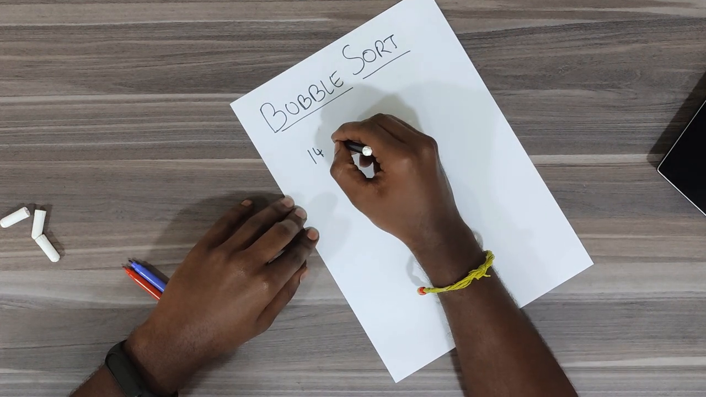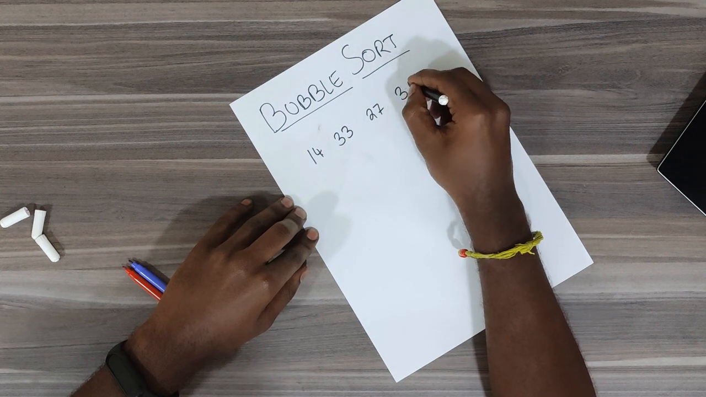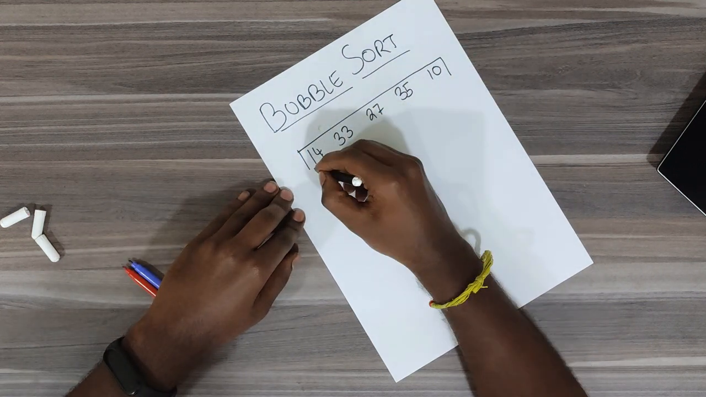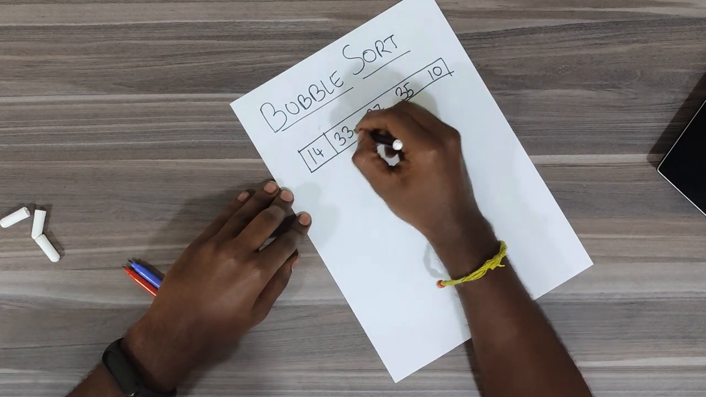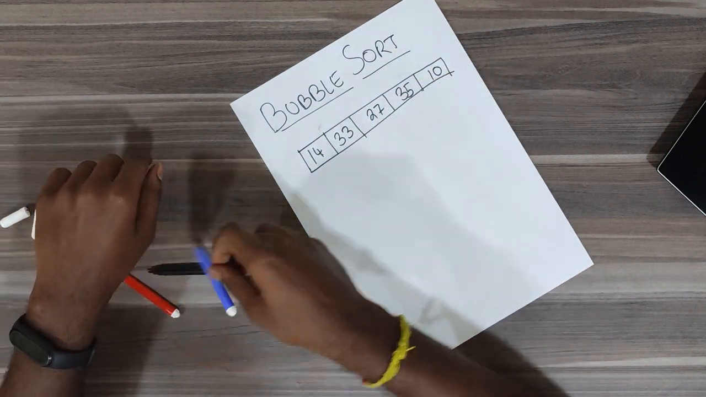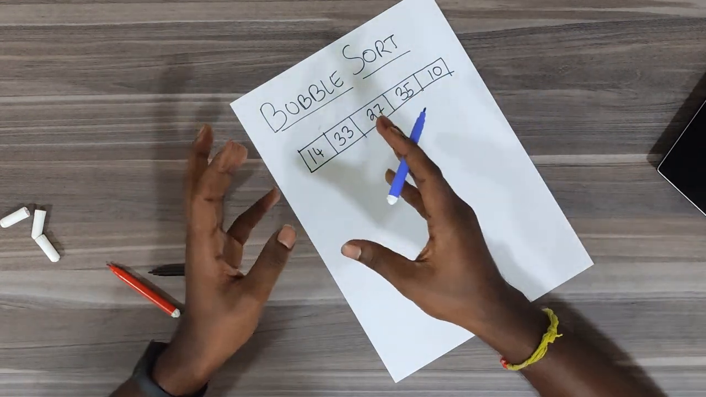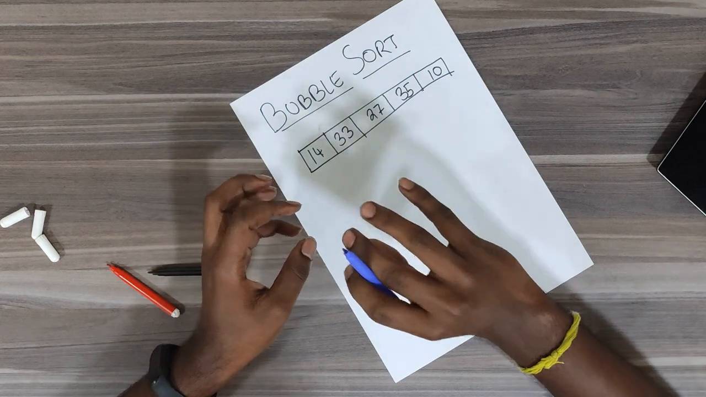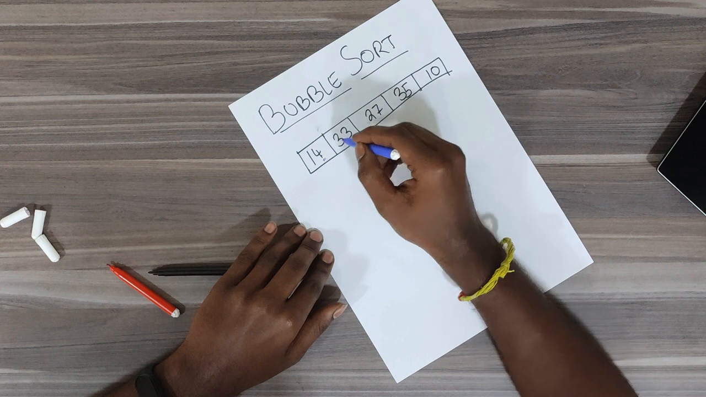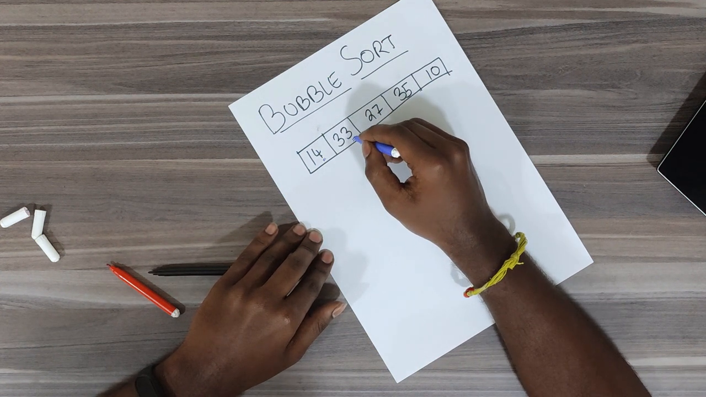So here is a list of elements: 14, 33, 27, 35 and 10. So this here is a list of 5 elements which is not sorted before. We are trying to sort this using bubble sort. So in bubble sort, what we do is we compare each and every adjacent elements and find the largest of it and then swap it to the furthest element. So we'll compare first two adjacent elements and check if the largest element is towards the right.